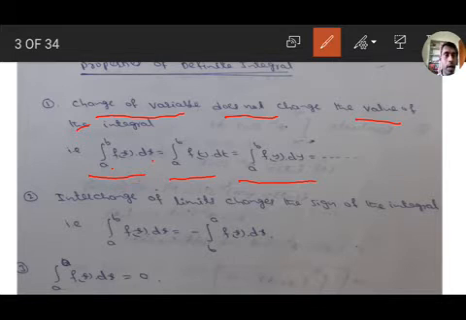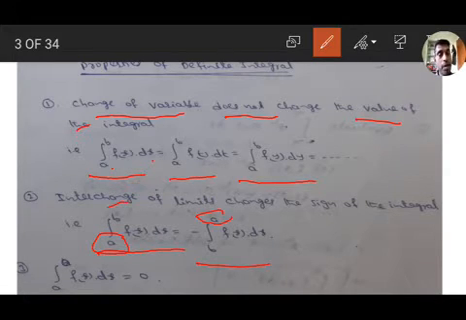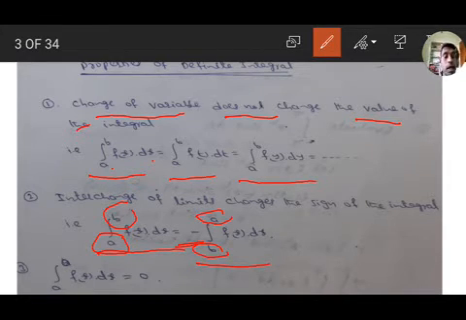Next, second property: interchange of limits changes the sign of the integral. If you change the limits, integration a to b f of x dx equals minus integration b to a f of x dx. The lower limit becomes the upper limit and the upper limit becomes the lower limit. If you interchange the limits, the sign changes: if it is positive it becomes negative, and if it is negative it becomes positive. Only the sign changes.